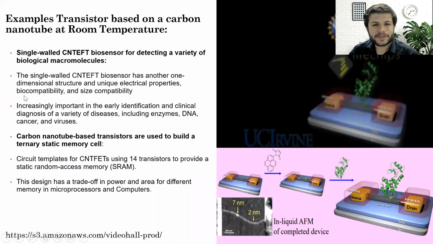So carbon nanostructure materials are the most promising for discovering nanoelectronics, and they have a wide range of applications. Here I am discussing two examples. The first one is the carbon nanotube based transistor to build static memory cells. The second one is the single-wall carbon nanotube biosensor for detecting a variety of biological micromolecules.